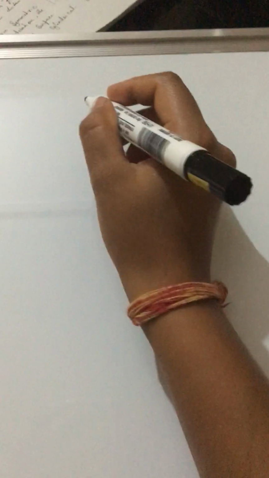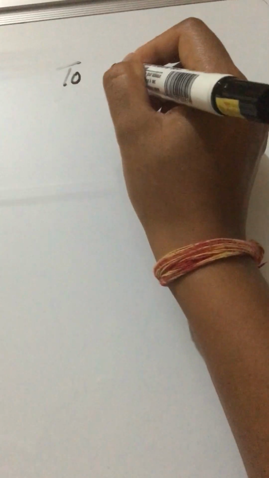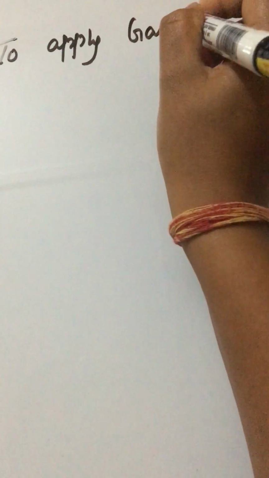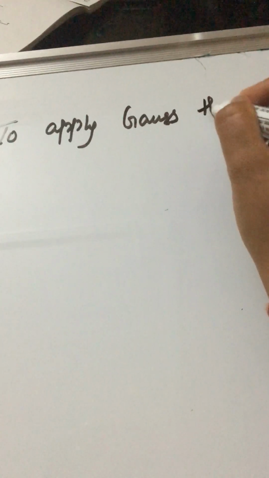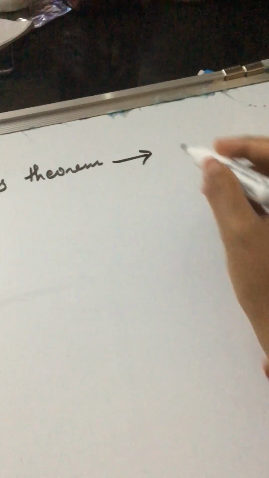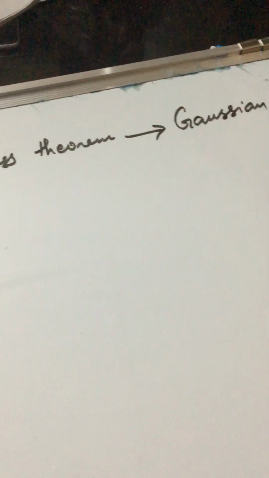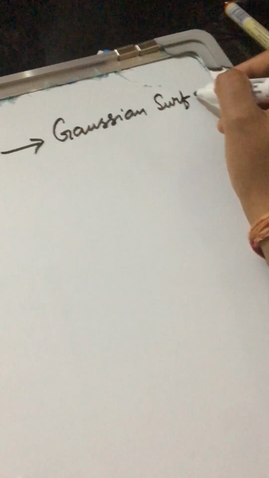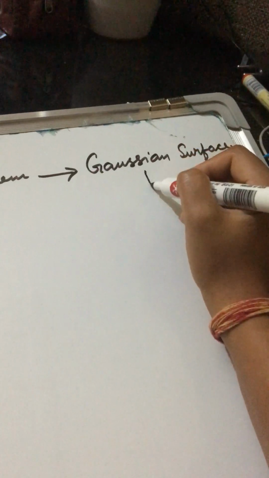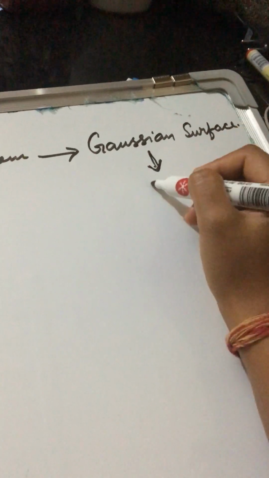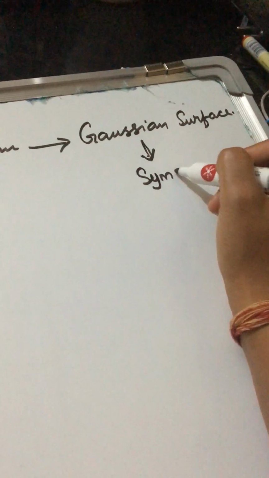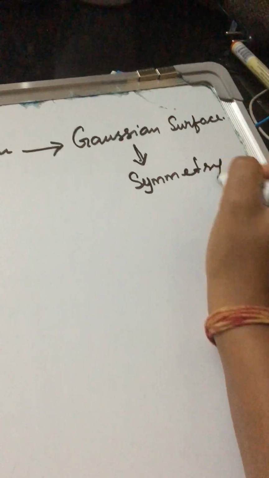To apply the Gauss theorem, depending upon the necessity, we make something which is known as a Gaussian surface. I'll give an example, then I hope you will be able to understand it. Making the Gaussian surface depends upon symmetry. I hope the spelling is correct.